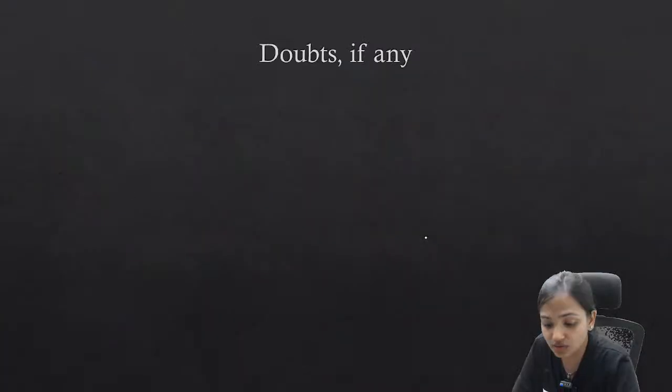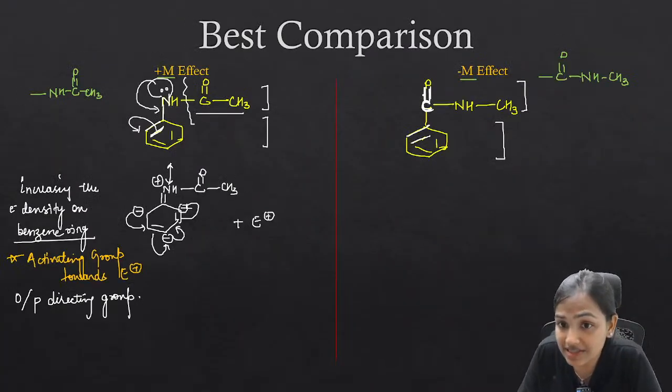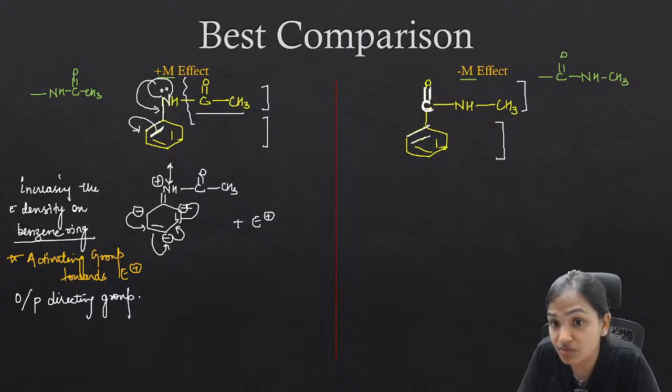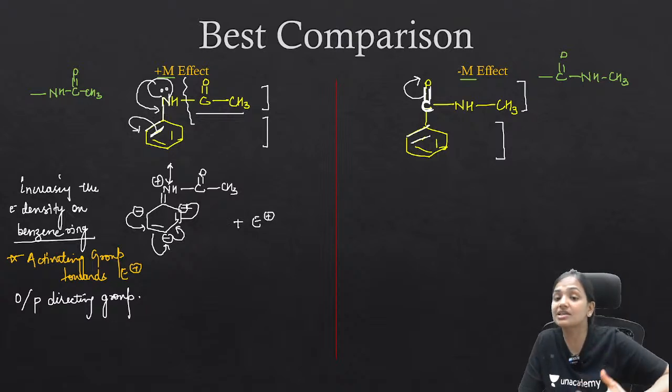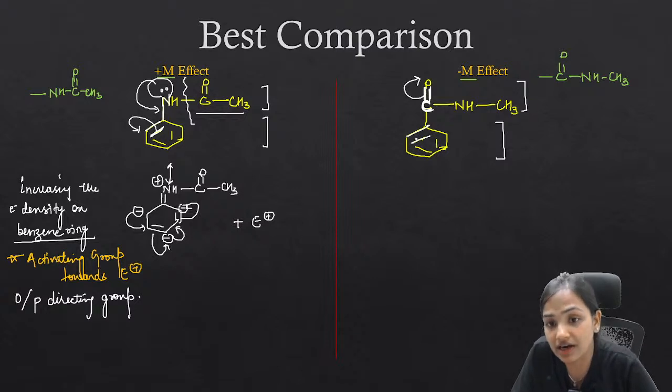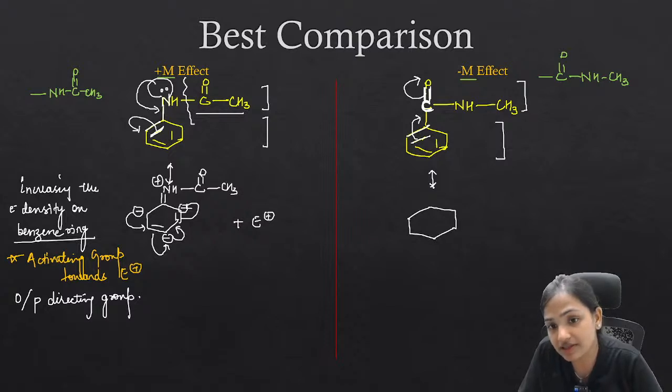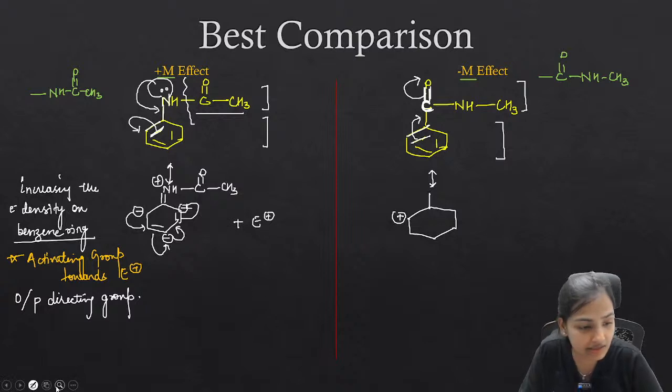Now please have a look over this. We can see that this is a polar pi bond. So the movement of this pi bond will occur in such a direction. Yes or no? Because oxygen is more electronegative, it will break the bond and pull the electron towards itself, and this will go in this direction. Ultimately, this will become positive, and this is a carbon.